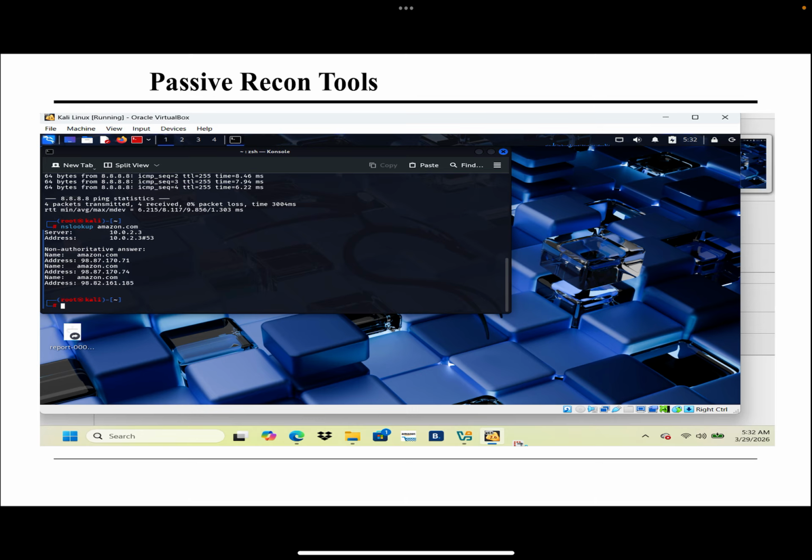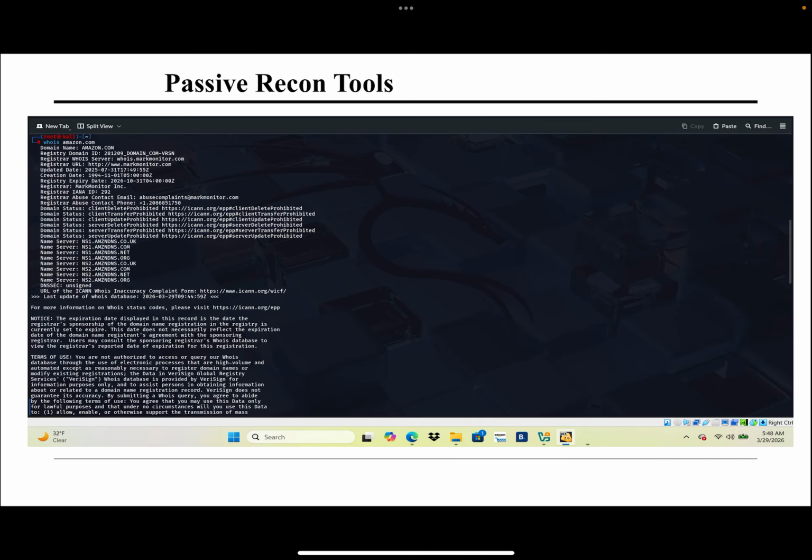Next, I used command line tools in Kali Linux. With nslookup, I found multiple IP addresses associated with Amazon.com, which suggests Amazon uses distributed and load balanced infrastructure. I also used Whois to gather domain registration details. The results show that the domain is registered through MarkMonitor and uses Amazon related name servers.